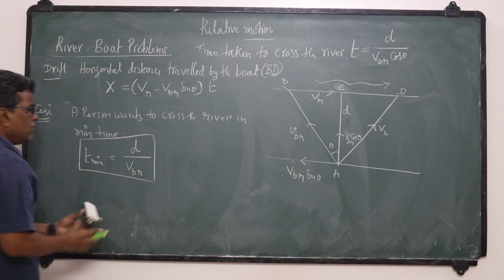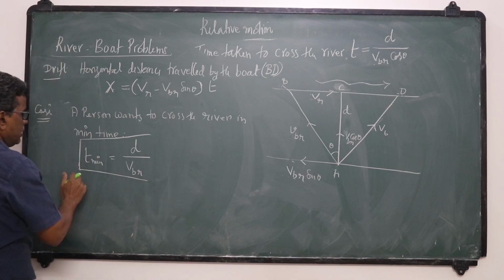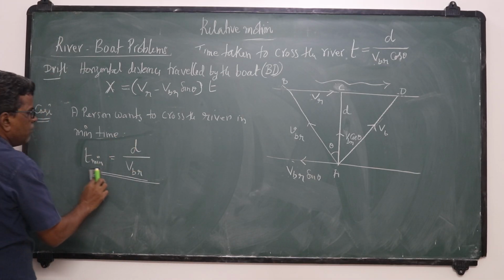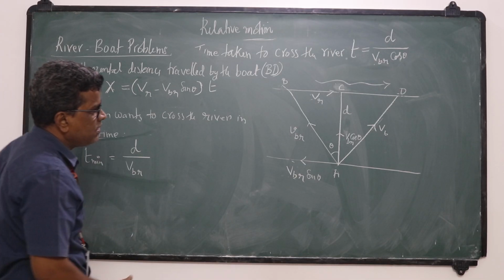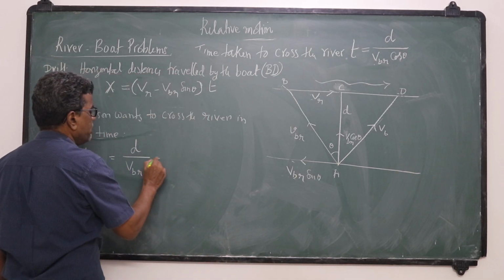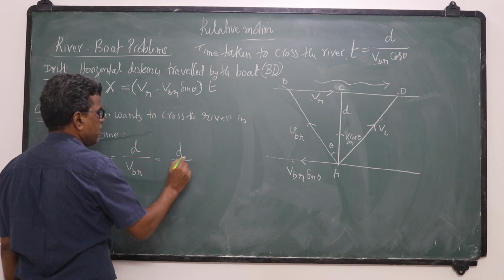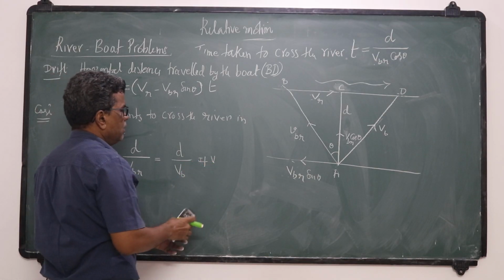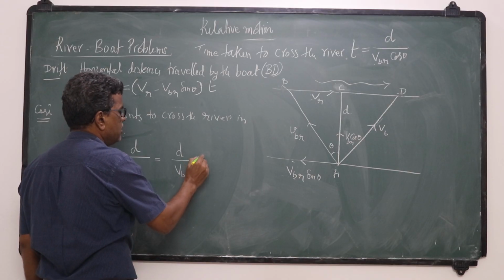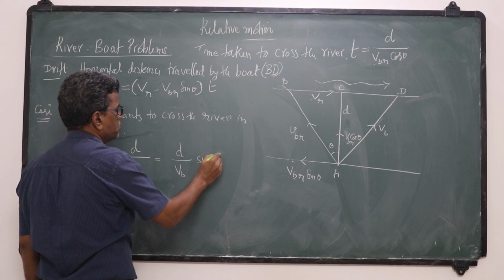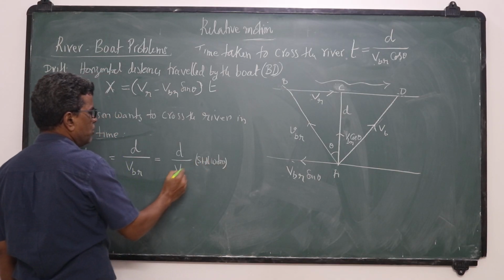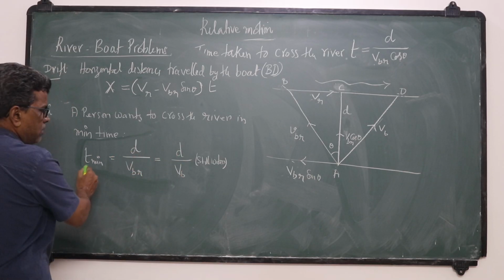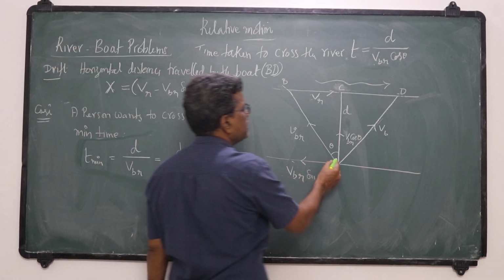This can also be written as, if the velocity of the boat in still water is VB, then we can write the same thing as d by VB. If the velocity of the boat in still water is VB, then d by VB is also the minimum time. So VB will be in this direction.